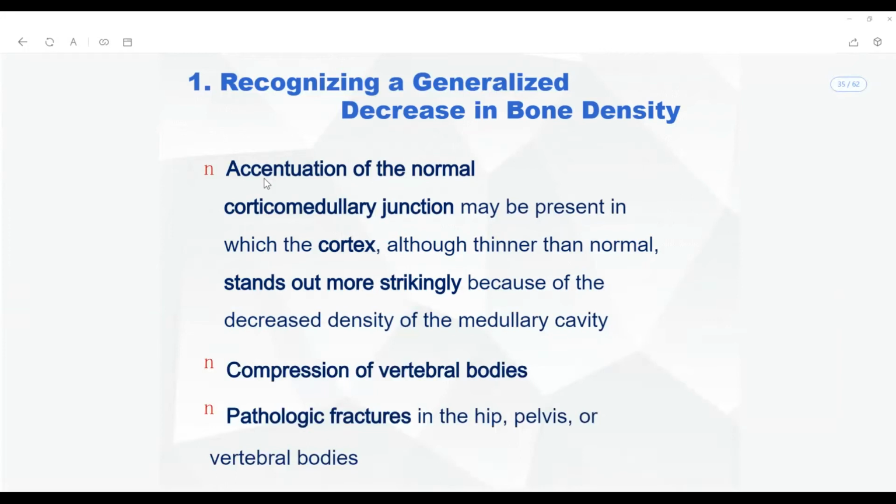At the same point of time, you have to understand that the trabeculae become thinner, right? The trabeculae become thinner.